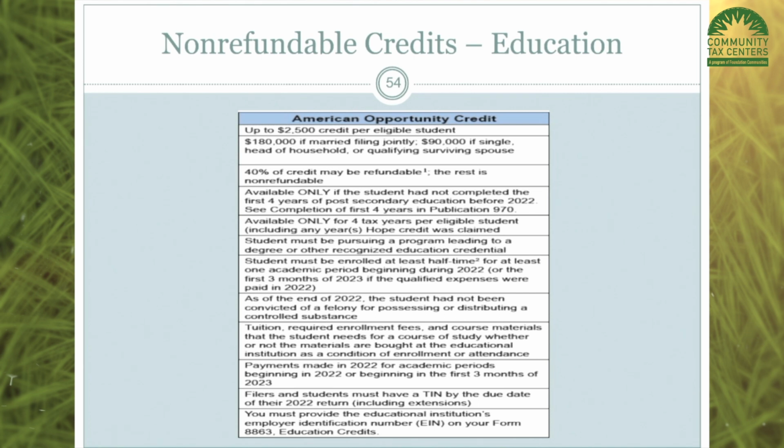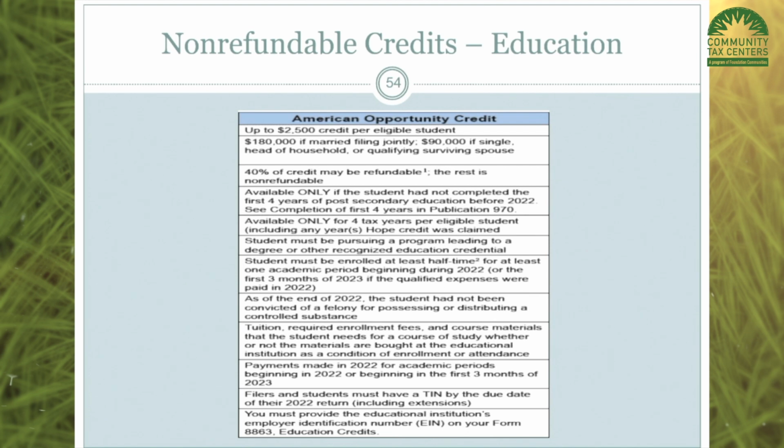Available only for 4 years per eligible student, including the years the HOPE credit was claimed. So before it became the American Opportunity Credit, it was known as the HOPE credit. On there again, it's listed for 4 years in a person's lifetime.